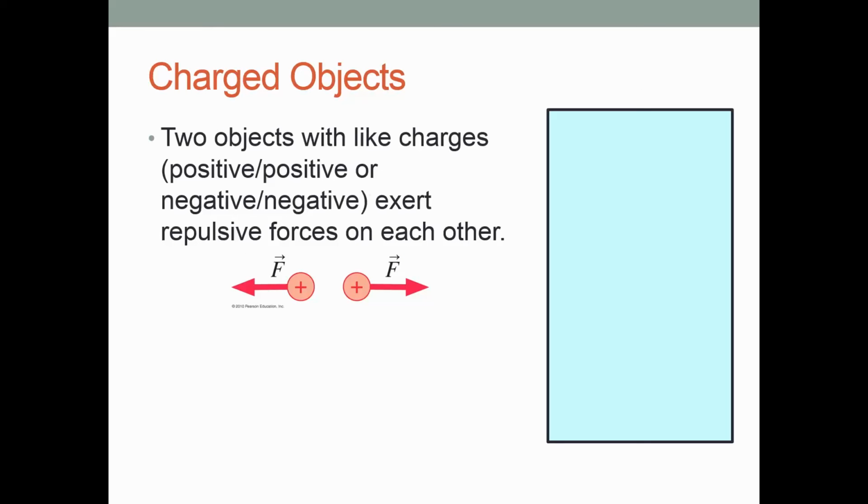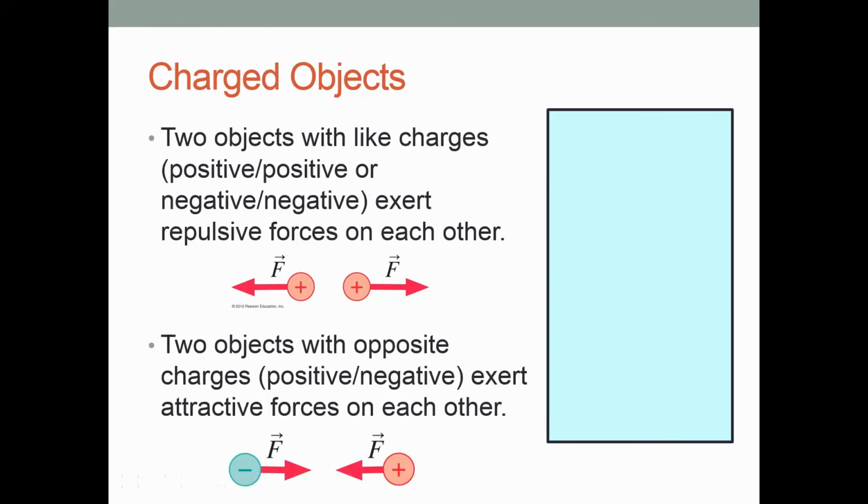So the general rule for two charges is if we have two charges that are like, that means they're the same, like a positive and a positive charge, or a negative and a negative charge, they push away from each other. Like charges repel each other. And you can see here two positive charges have forces pushing them away from each other. If we have two objects with opposite charges, a positive and a negative charge, they have an attractive force. So opposites attract. Opposite charges, positive and negative, have forces pulling towards each other.